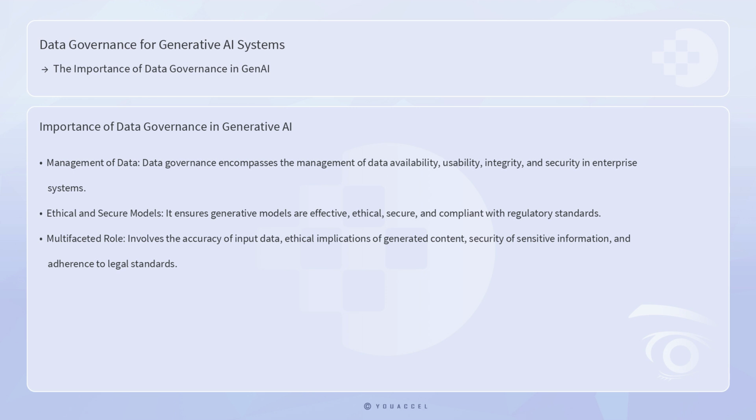At its core, data governance encompasses the management of data availability, usability, integrity, and security in enterprise systems. In the context of GenAI, data governance ensures that the generative models are not only effective, but also ethical, secure, and compliant with regulatory standards. The importance of data governance in GenAI is multifaceted, involving the accuracy of input data, the ethical implications of generated content, the security of sensitive information, and adherence to legal standards.